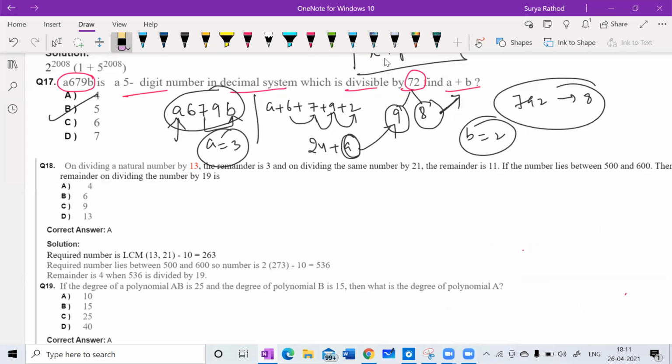Look at this now. So what is my answer now? A value I got 3, B value I got 2. A plus B gives me 3 plus 2, which is 5, my final answer. Any doubt, children? No, sir.